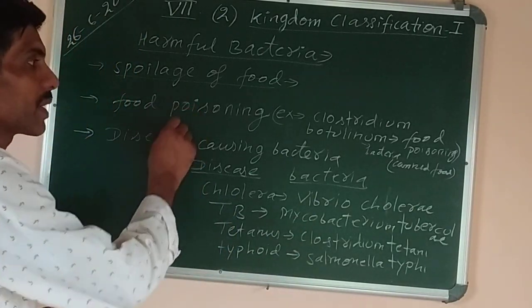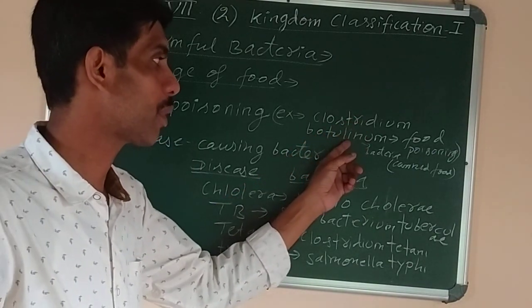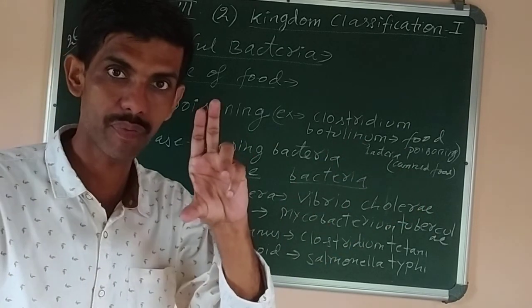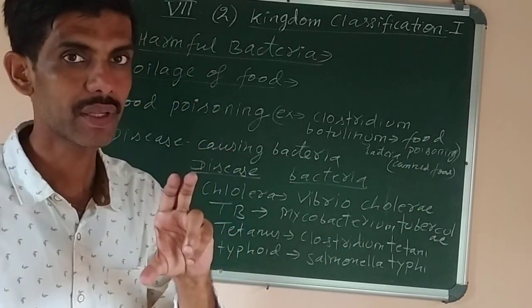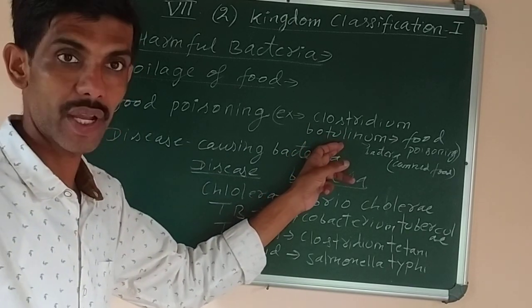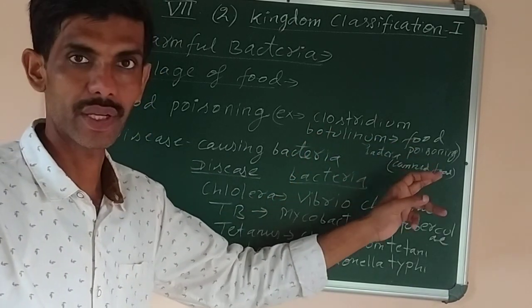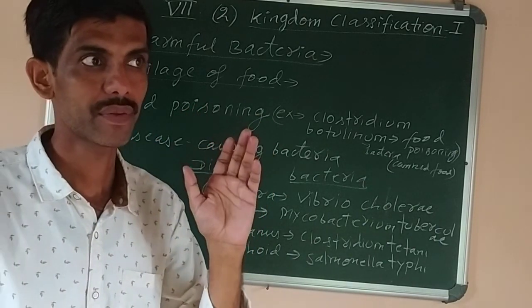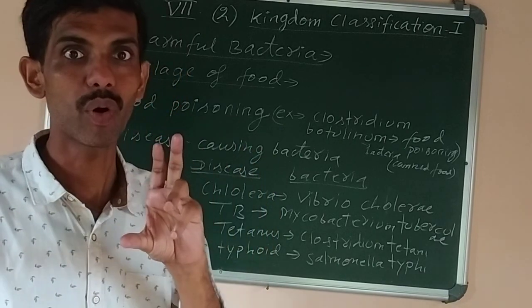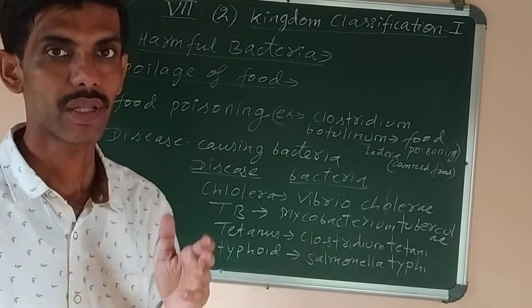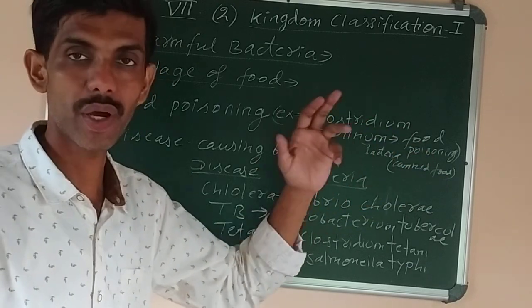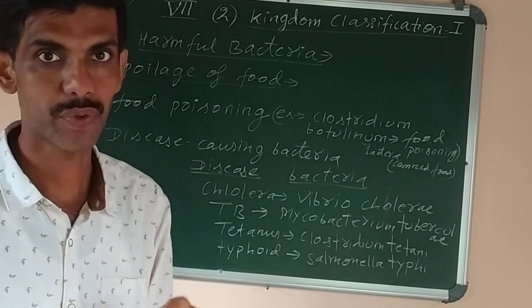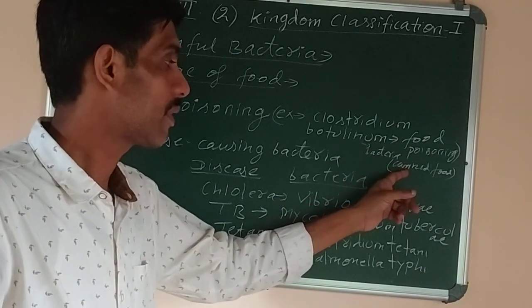Second one is food poisoning. Example, Clostridium botulinum. It is a type of bacteria which infects the canned food, like the food which is already packed and canned. It causes food poisoning. So if a person eats canned food which was packed long back, means it's very old, the expiry date has already crossed, then he or she may suffer from food poisoning due to this Clostridium botulinum bacteria, which infects the canned food.